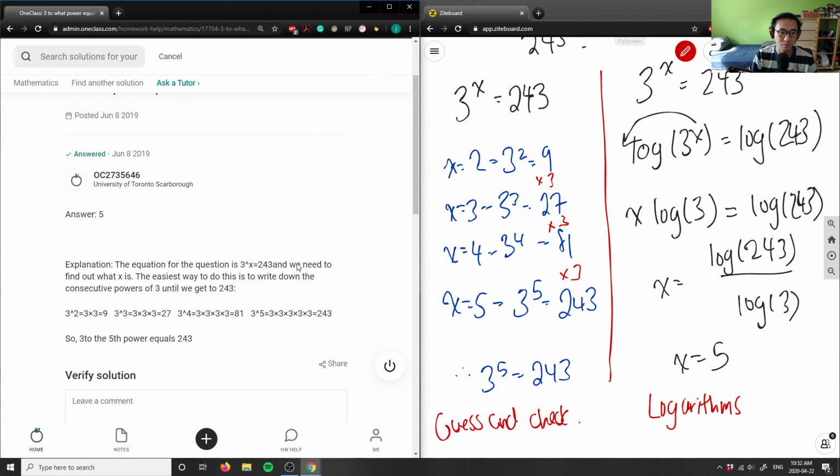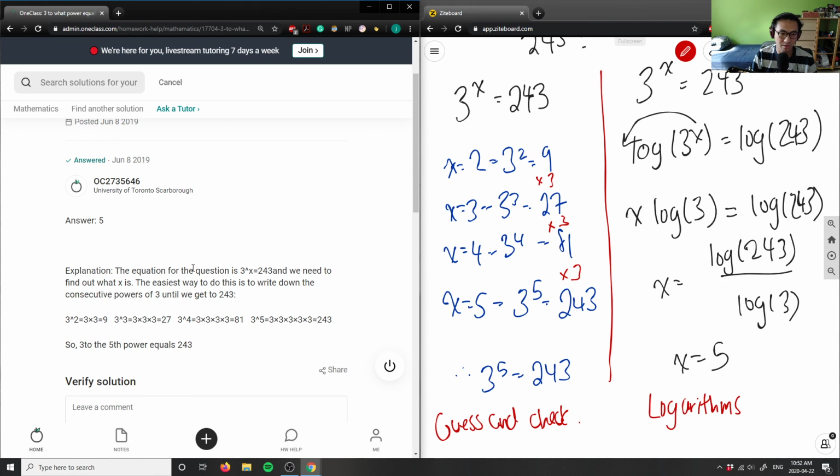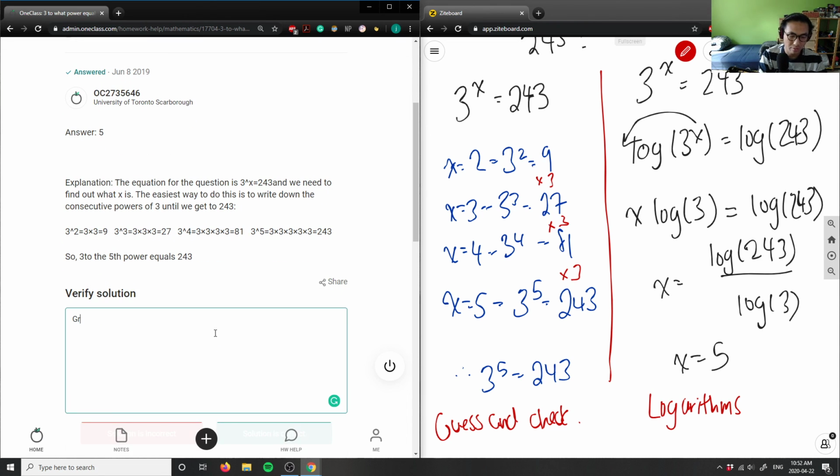Let me just verify the solution really quickly. Explanation: the equation of the question is 3 to the power of x equals 243. So what they're doing is guess and check. They did exactly the same thing as I did. So therefore, 3 to the 5th power equals 243. So great guess and check. So I'm going to say correct solution.